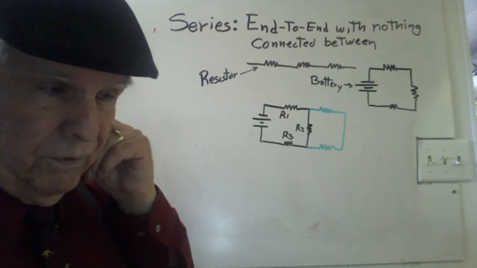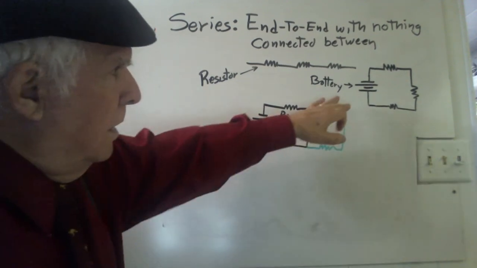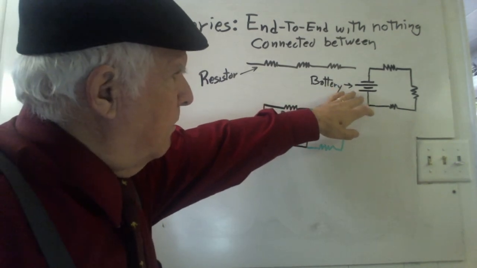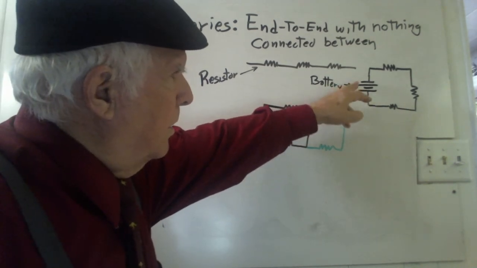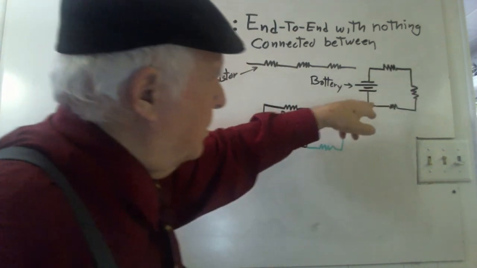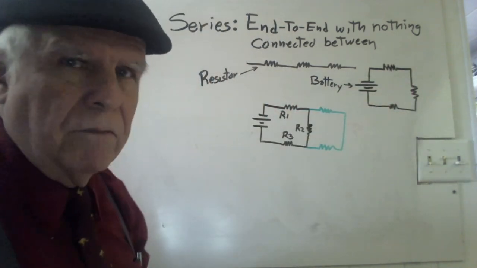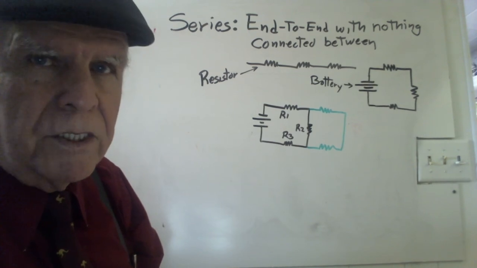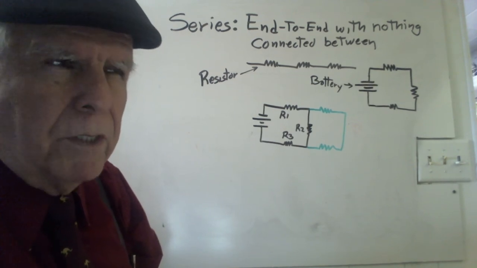Now, if we look at the next one over here, we have a battery at this spot right there, and then the current flows from the battery through the resistors. Are those resistors connected in series? They certainly are. That is a series circuit. Now, here's where it gets tricky.